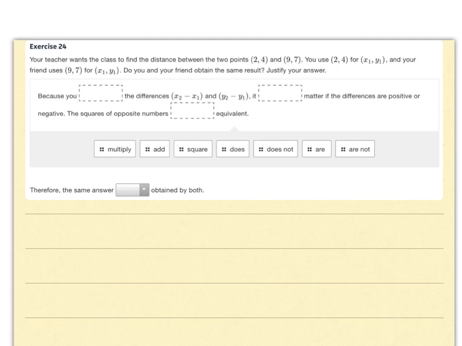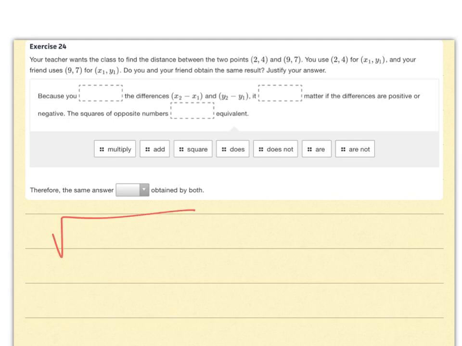Number 24 says your teacher wants the class to find the distance between 2 points, 2, 4, and 9, 7. You use 2, 4 for x1, y1, and your friend uses 9, 7 for x1, y1. Do you and your friend obtain the same result? Justify your answer. You and your friend are both going to get the same result, and I'm going to prove that to you right here.